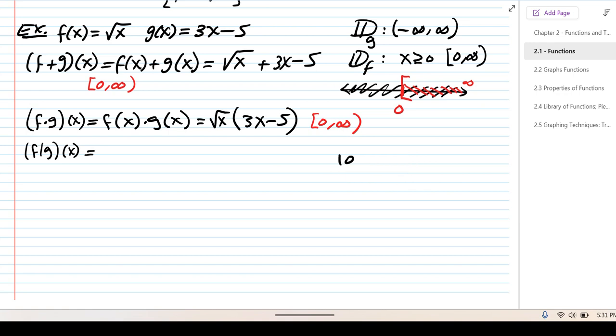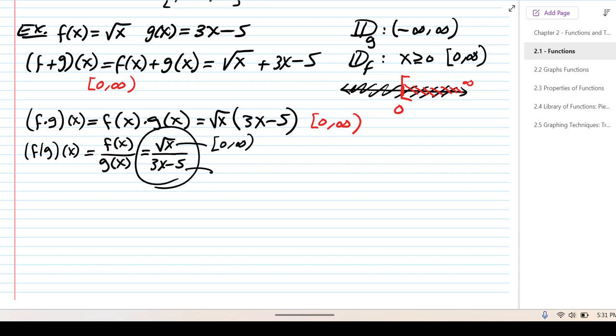They don't commute. So let's say I want to do f divided by g, so it matters what goes on top and what goes on the bottom here. On top I have f of x, which is root x, and on the bottom I have g of x, which is the linear function 3x minus 5, and there you have it. What's the domain of this one? Well, the domain of the numerator again is from 0 to infinity. Remember, linear functions can handle anything. However, because we have a fraction now, we cannot divide by 0. So 3x minus 5 cannot be 0.